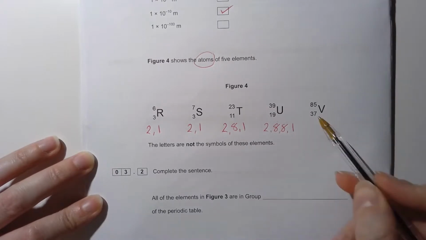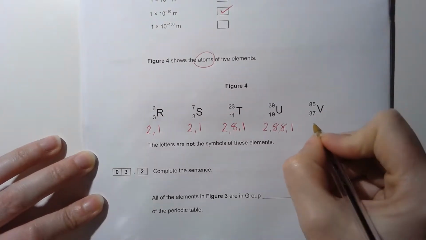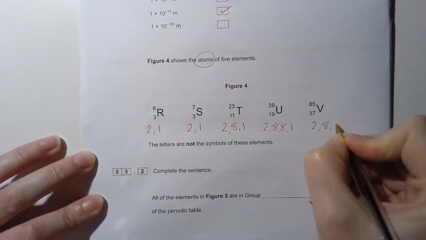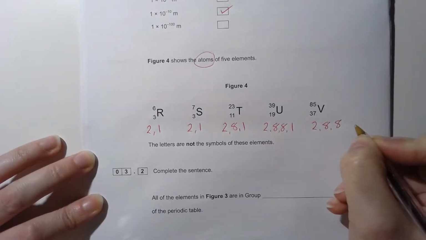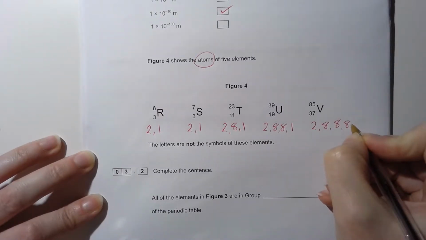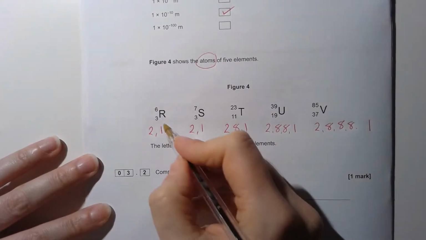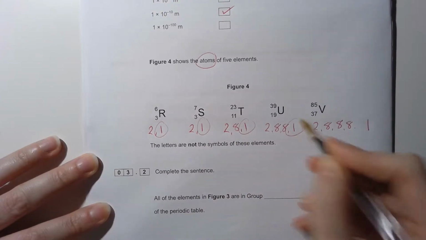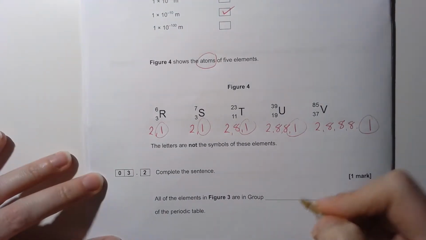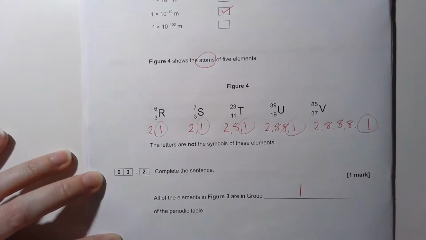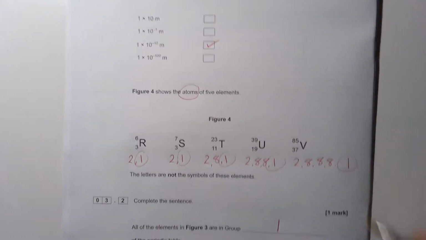And I think we can probably make a little prediction. This might be 2, 8, 8, but it will have 1 at the end. So all of these have 1 at the end, and that tells us the group number. So this should be a nice easy question, and the answer is group 1. Apologies for getting this one wrong.